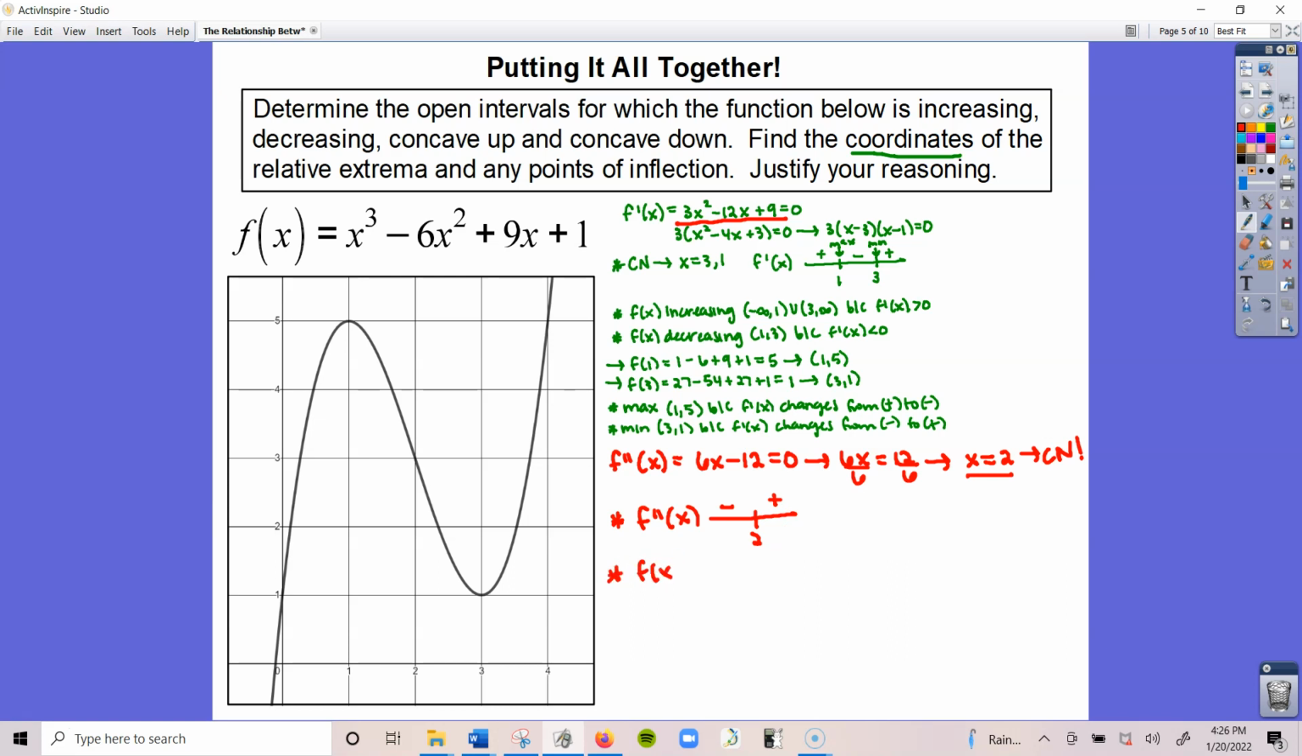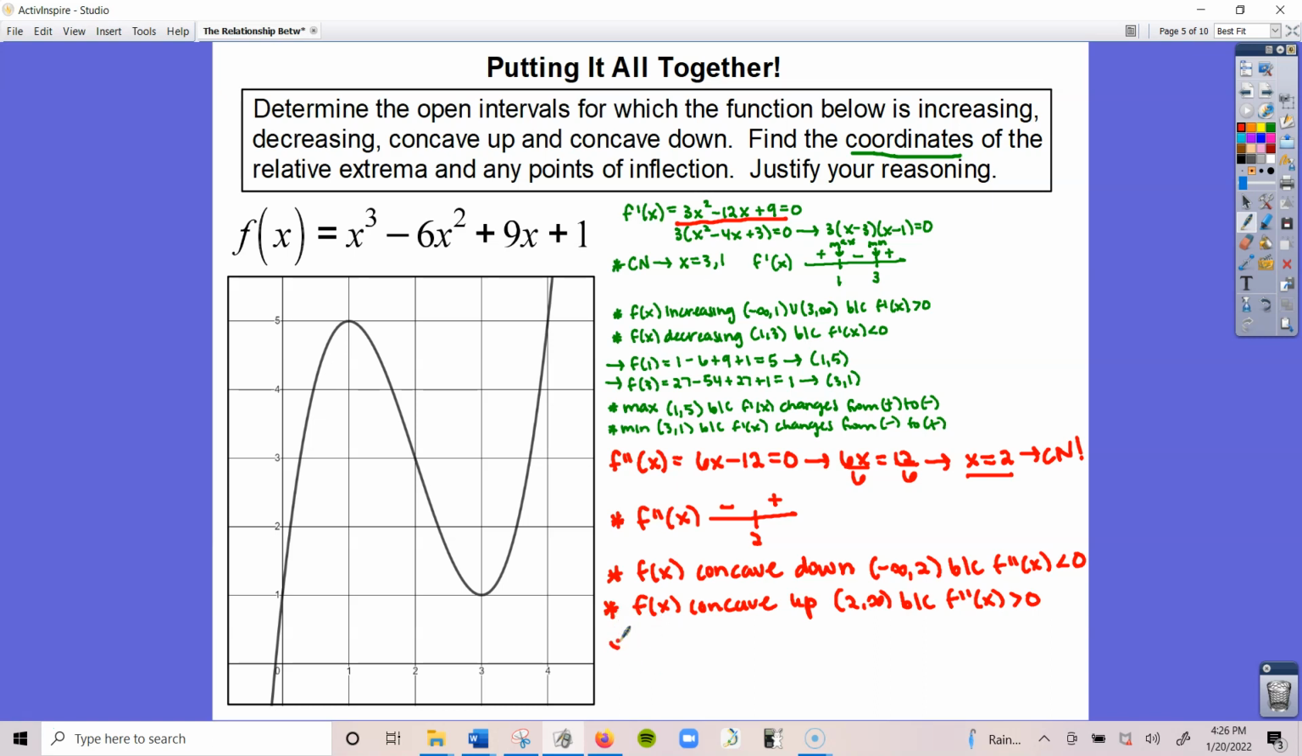So f of x is concave down on the interval negative infinity to 2, because f double prime of x is less than 0. And then f of x is concave up on the interval 2 to infinity, because f double prime of x is greater than 0.